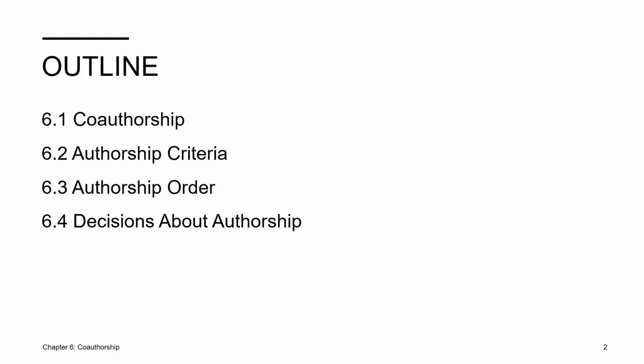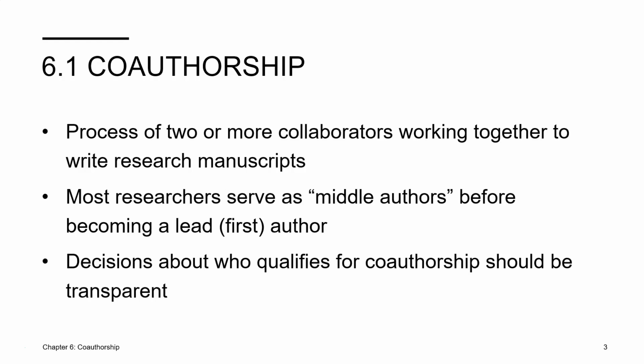Here's an outline of the chapter. It's a very short one. Section 6.1 goes over co-authorship. Section 6.2 goes over authorship criteria. Section 6.3 goes over authorship order. Section 6.4 covers decisions about authorship.